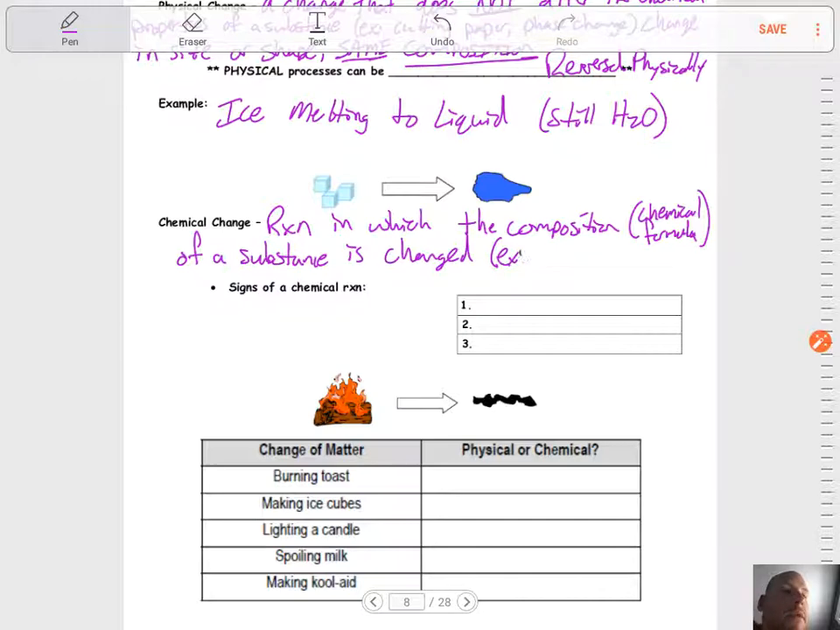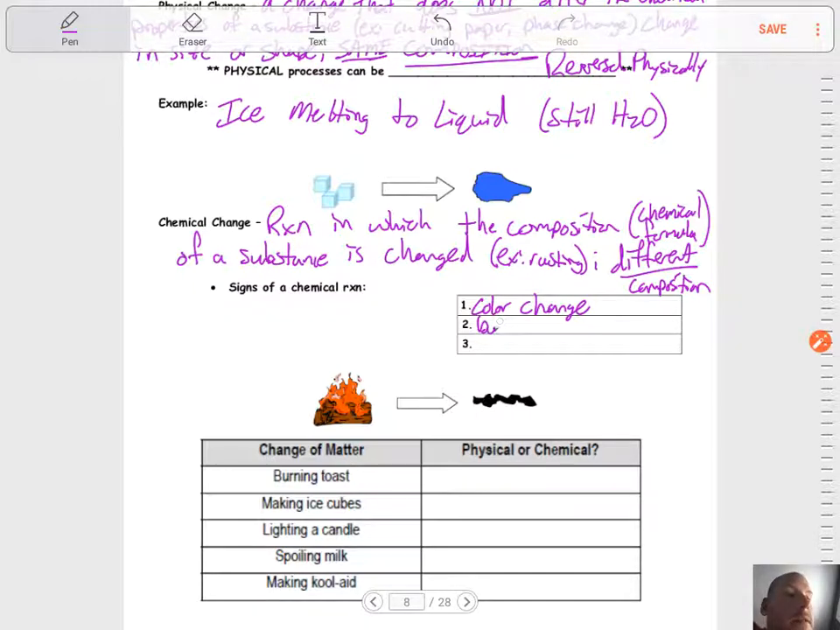An example of that would be something like rusting. Your properties have been changed, so now you have a different composition. Signs of a chemical change, you've got to make sure you know these. Number one, color change, an obvious one. It doesn't happen all the time though, so it's not something that happens with every single reaction.